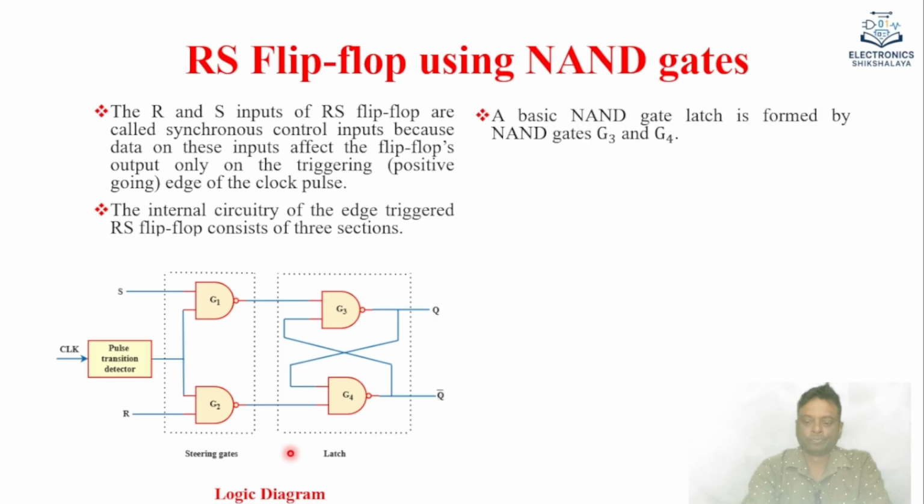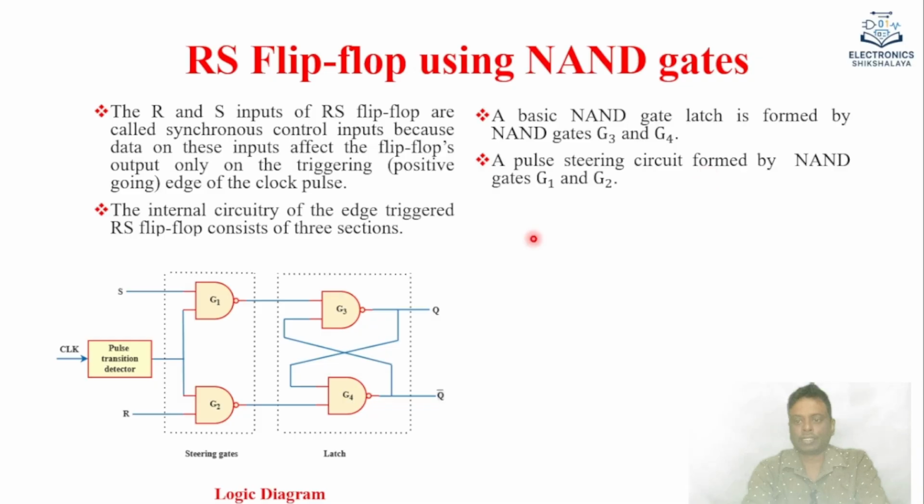The basic NAND gate latch is formed by the NAND gates G3 and G4. Similarly, the steering circuit is formed by the NAND gates G1 and G2. Next, there is an edge detector circuit, or pulse transition detector circuit, whose output is passed to the steering gates.